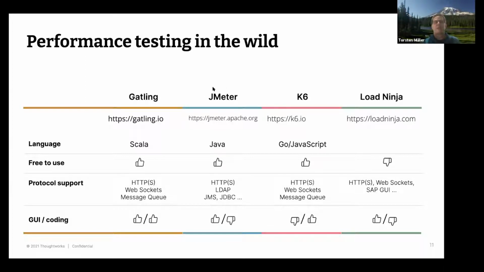Then here is the grande dame of performance testing, JMeter. It's a really established system which supports a lot of protocols. It's free to use, and it's in Java. The bad thing in my book is that, yes, you can code, but mostly you're using the GUI to build your tests. Again, it works great. I've used it. Being a programmer, though, I really like the way of coding.